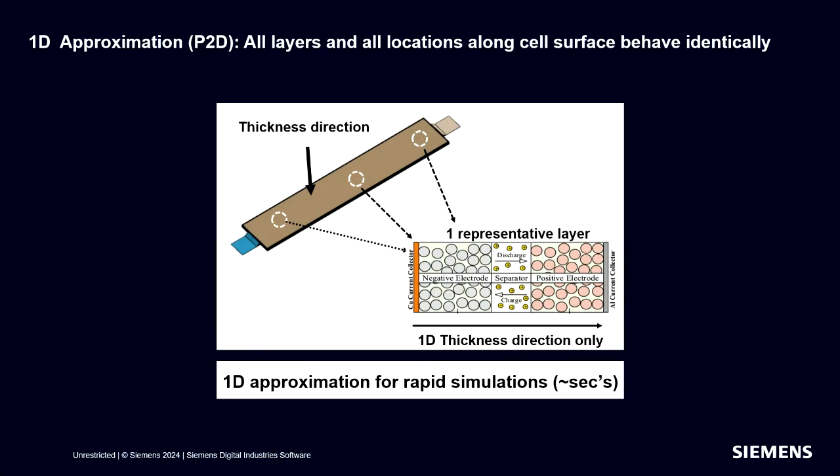In the 1D approach, now I'm purely talking about physics-based modeling from now on. In the 1D approach within Battery Design Studio, also called P2D, we consider that each layer and each location along the cell behaves identically. Hence, we're able to reduce the cell down to a one-dimensional system with only one electrode layer. This allows for rapid simulation on the order of seconds.